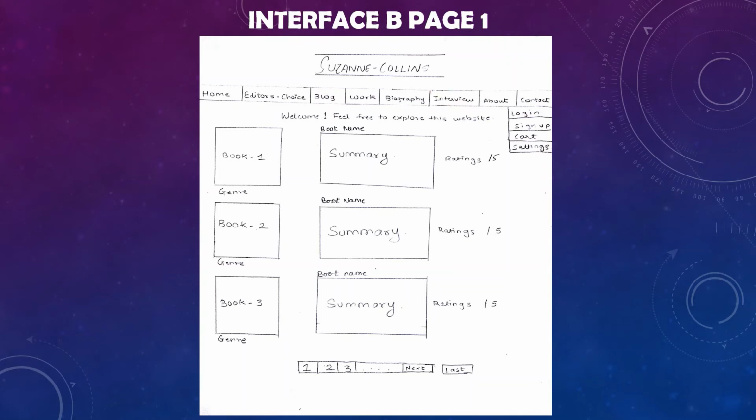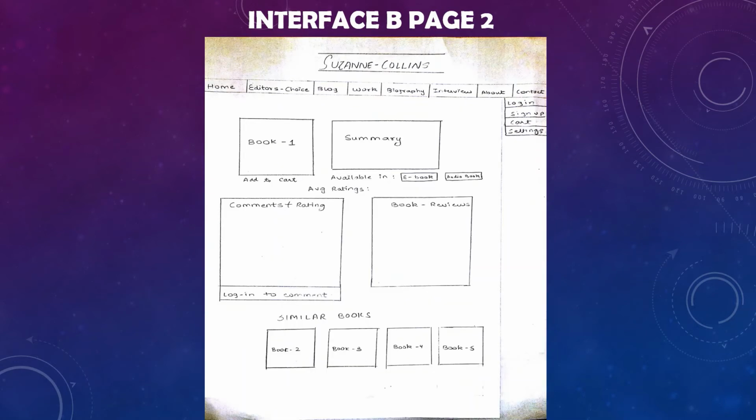Similarly, after selecting a book, when user clicks the book, user is redirected to another page with full description of the page including summary, reviews, rating, purchasing, and facility of similar books, which is same in both the interfaces.